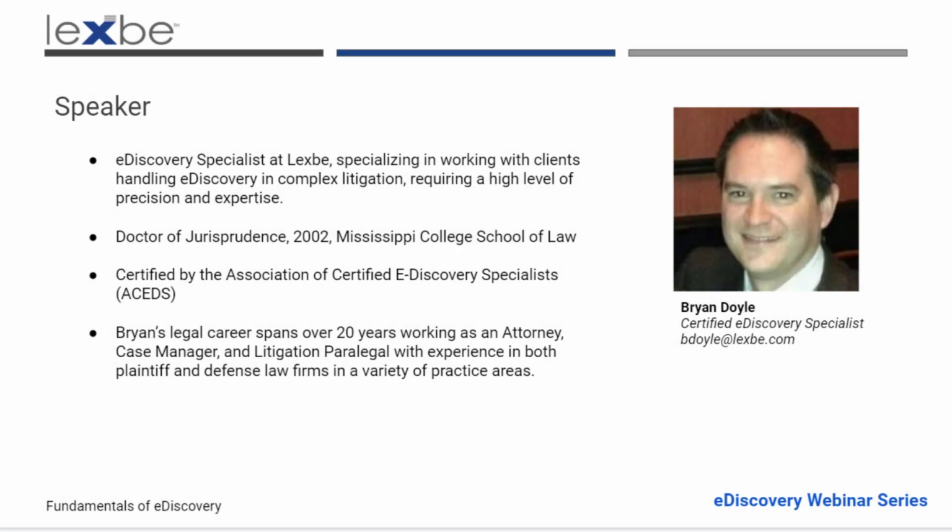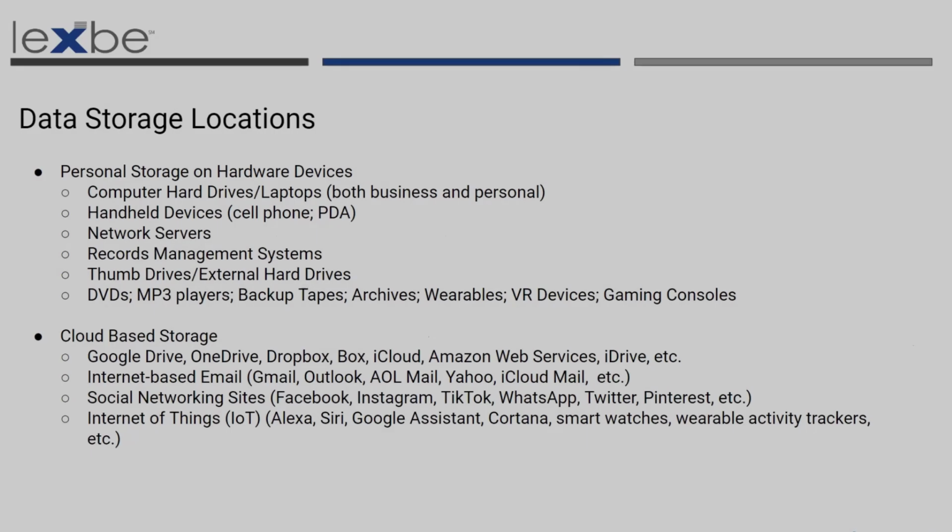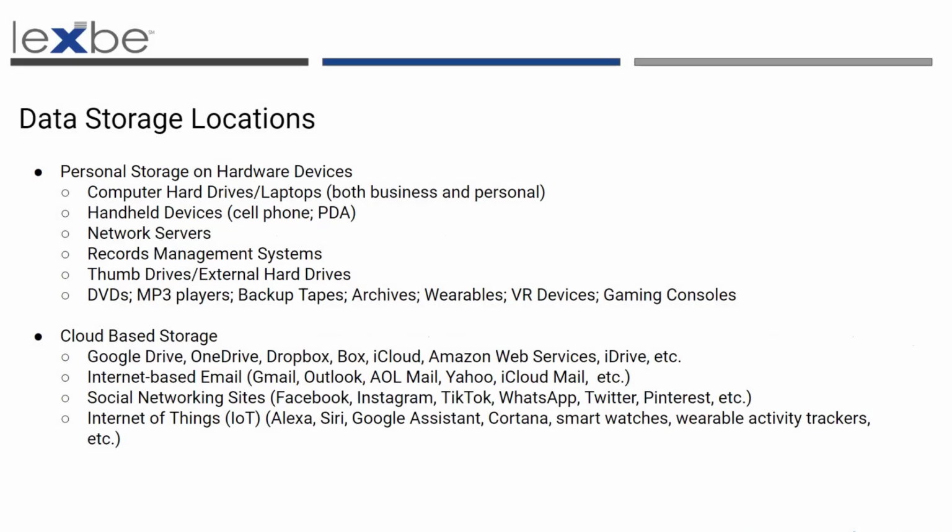So we know the two main types of ESI, but where do we go to find the data? Most people automatically assume that personal computers and emails may contain relevant data that may be subject to litigation. But what about other storage locations? Essentially, data storage falls into two locations, either personal storage on hardware devices or storage in the cloud.